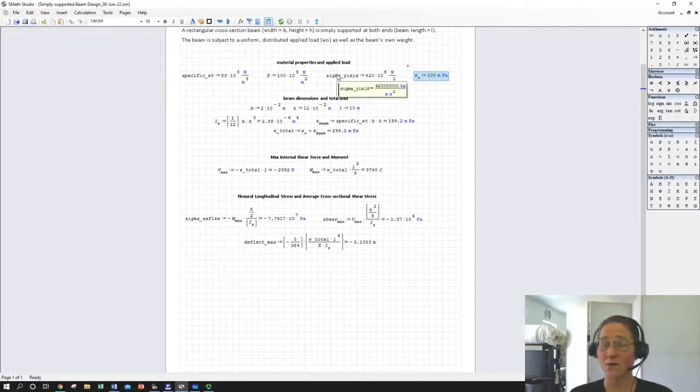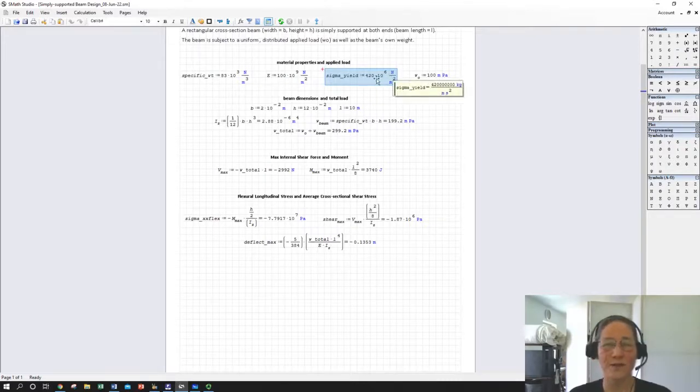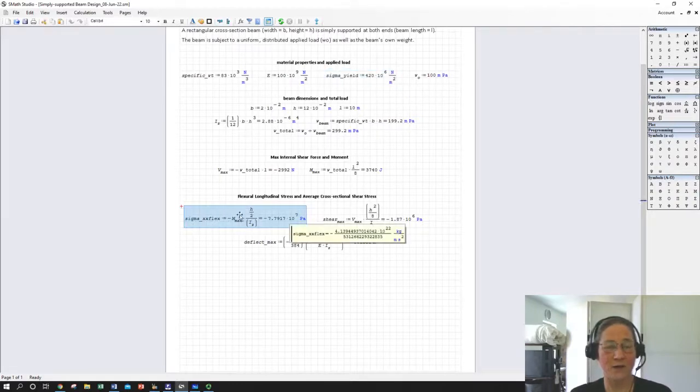Our safety factors will come into play when we compare our material yield strength. We're not designing for fractures, so we're not looking at ultimate tensile. We're just looking at yield. We would basically knock this down by an appropriate safety factor. So we'd knock it down from 420 to say 210 megapascals if we wanted a safety factor of 2. And then we would compare that to our longitudinal stress.